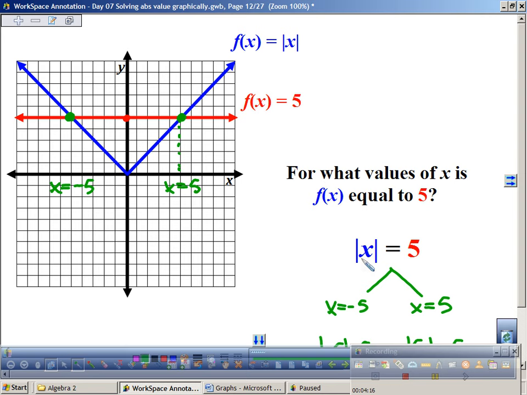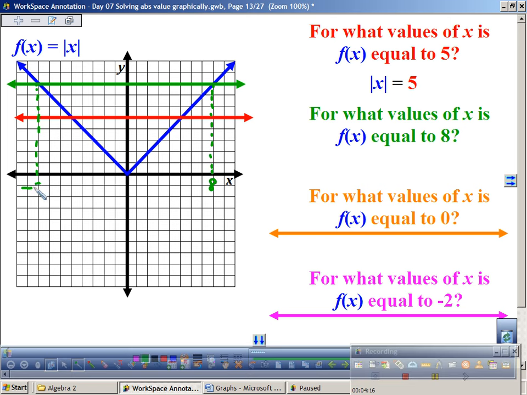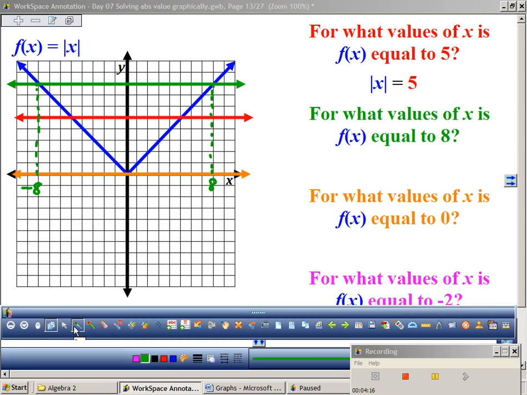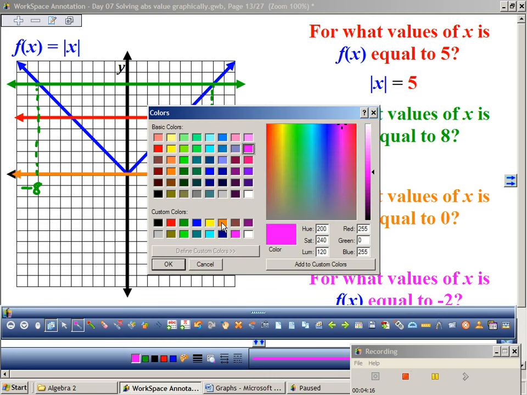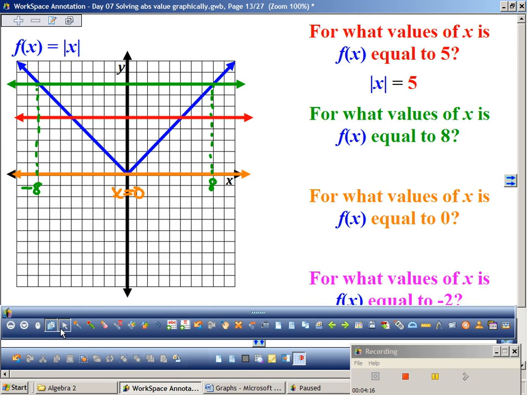Well, it's going to change. It's not always going to be this easy, right? I'm going to kind of go through these quickly. So let's see. If I keep my parent graph and I change it, what if f of x equals 8, 5, 6, 7, 8? What do you think those solutions are going to be? 8 and -8. And this one. What if it's 0? X equals 0.